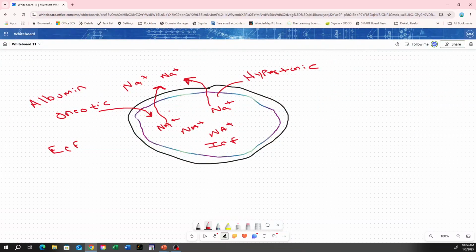Hypotonic is the opposite of that. It's a less concentrated solution. If you had a 0.45% normal saline, instead of 0.9, that's less than 0.9, so it's a lower concentration. That's going to cause water to leave the bloodstream and enter the cell. That's the exact opposite of hypertonic.